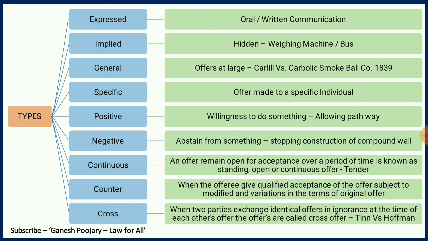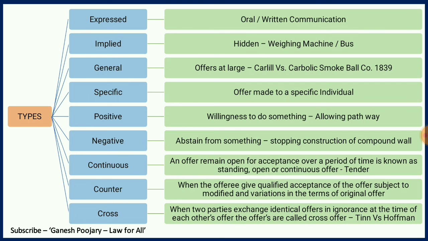That is positive. Whereas negative offers are quite the opposite, where somebody is abstaining from doing something. For example, if somebody says, if you are not constructing a compound wall, I will give so and so. Now, not allowing to construct that compound wall is a kind of negative offer. Positive and negative offers can be seen as to do and to abstain from doing something. To do is positive, whereas abstaining from doing something is a kind of negative offer.